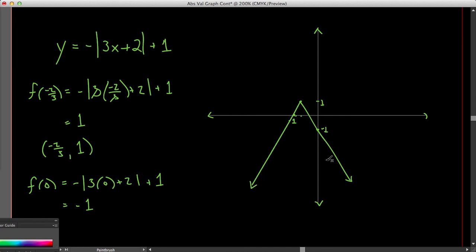And there we are. We have our graph of our absolute value function where the x has a coefficient that is not 1 or -1.